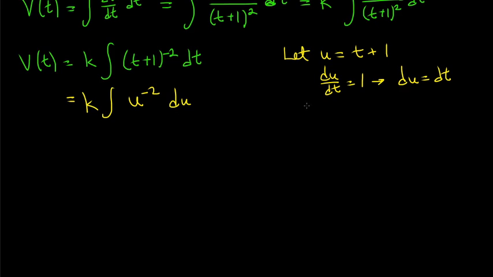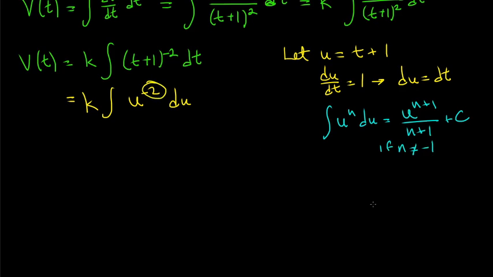And here it is again, just to remind you, the integral of u to the n with respect to u is just u to the n plus 1 over n plus 1 plus c. Don't forget the exception: n cannot be negative 1. What is the n in this case? It's the exponent, negative 2. Okay, so negative 2 is not negative 1, so we're okay. We can apply the power rule here.